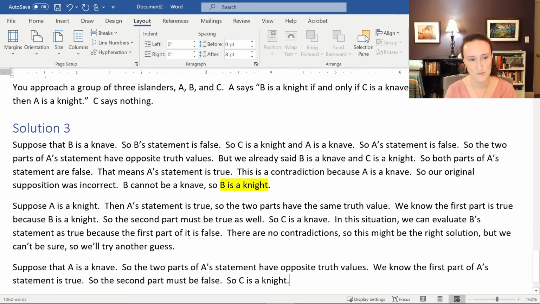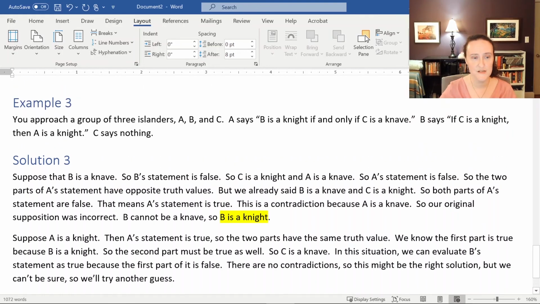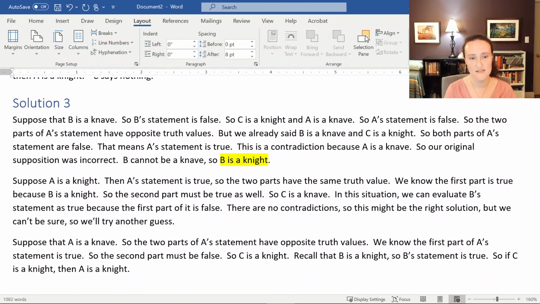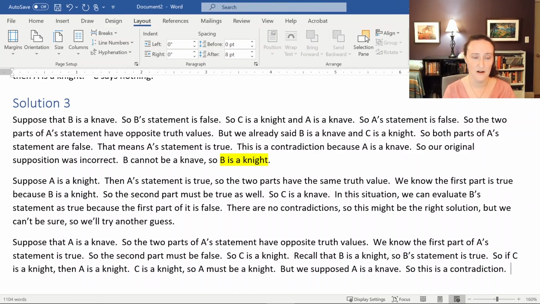Actually, there is one, because again, let's look at B's statement. Recall that B is a knight, so B has to tell the truth. So remember, B says, if C is a knight, then A is a knight. But now we've said that C is a knight, and we've also supposed that A is a knave. So this is a contradiction. And again, for any contradiction, all you can conclude is that your original supposition was wrong. So A is a knight.